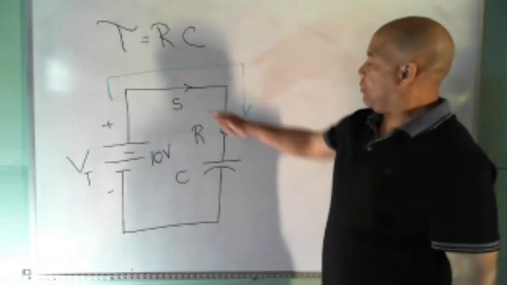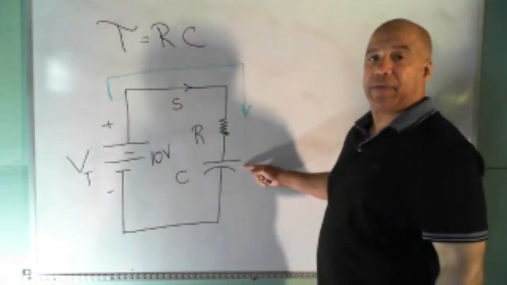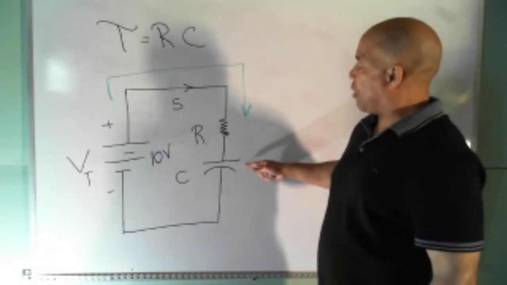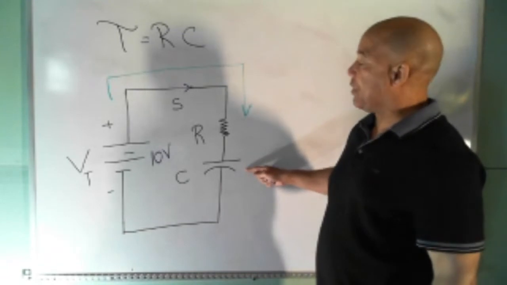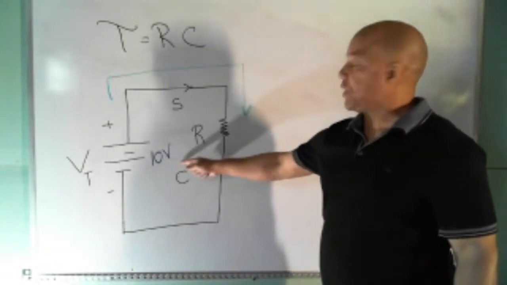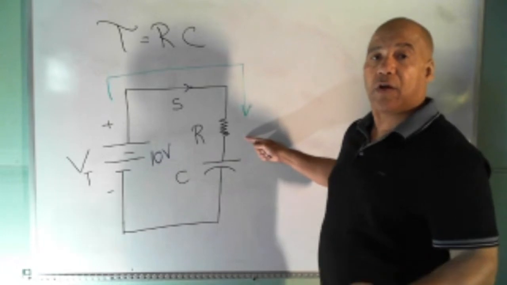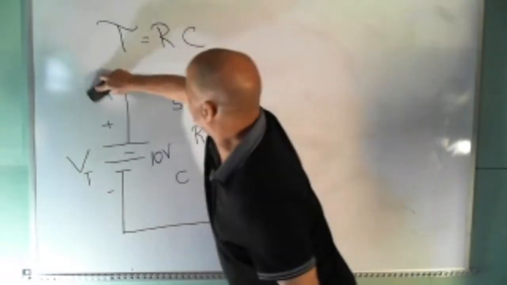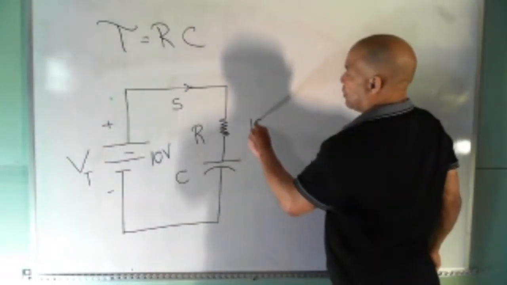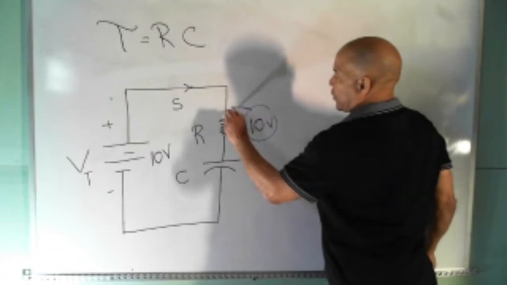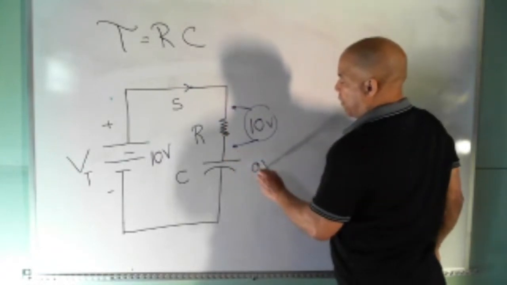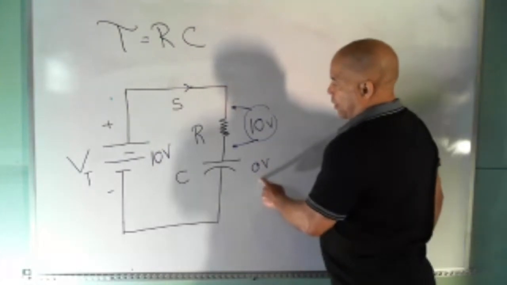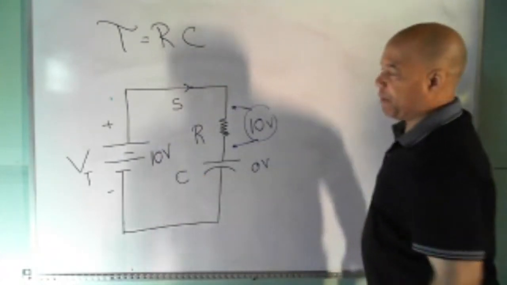At t equals 0, no charge has flowed into the capacitor yet. Charge equals voltage. And since no charge is in the capacitor, there's no voltage across the capacitor, that means the entire 10 volts is across the resistor. Kirchhoff's voltage law has to apply here. So I have 10 volts across the resistor, which means 0 volts is across the capacitor. 10 plus 0 is the 10 volts applied from my voltage source.